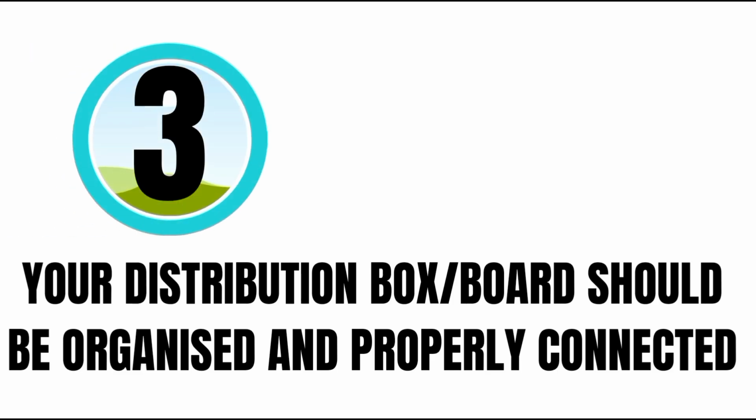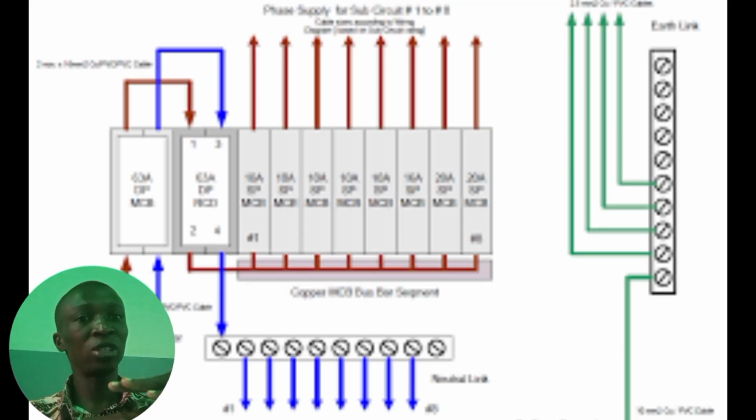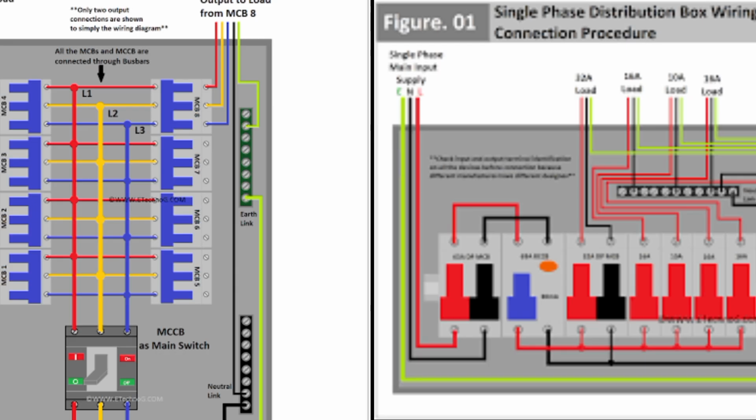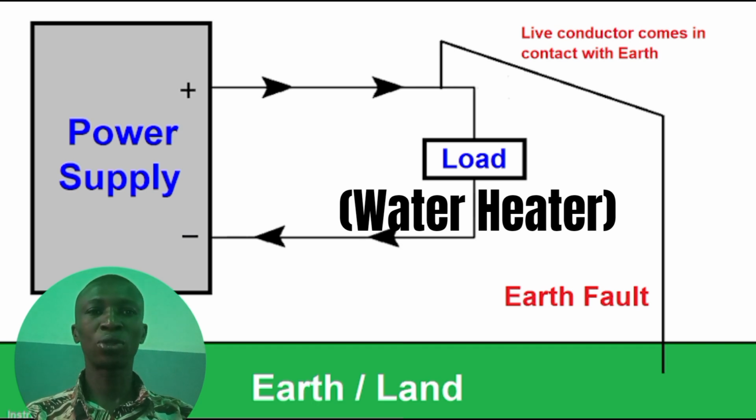The third way of preventing this kind of hazard is when you have a distribution box that is properly organized and connected. Because if your distribution box has issues, you will likely have issues with your water heater. Sometimes live wires can get loose, dangle out, and touch the distribution box. And what happens? It sends currents to the earth automatically. And when it sends current to the earth automatically, it goes into the water heater container. And now, since the earth that is supposed to prevent this has been compromised at that end, what happens? The current goes down to the end user.